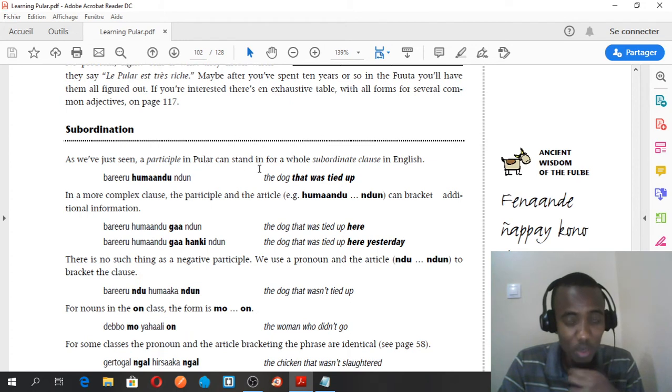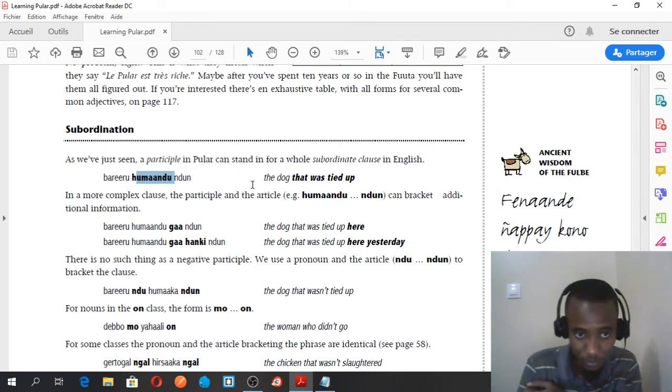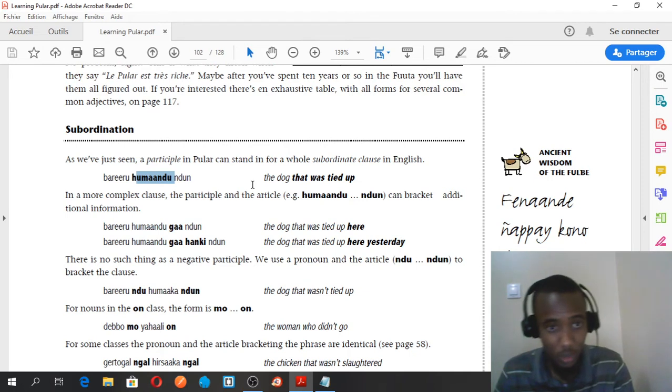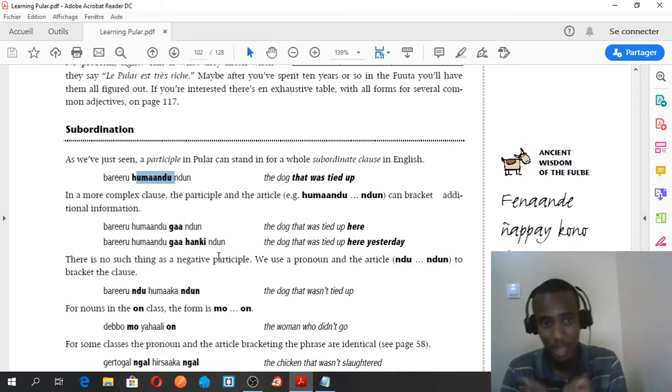Subordination. As we've just seen, a participle in Pular can stand in for a whole subordinate verb in English. But in Humanu, the dog that was tied up. Humanu, that was tied up. The participle and the article. The article nung can bracket additional information. Bareru humanu ga nung. Bareru humanu ga hanki nung. So you can add more. Humugol means to tie.